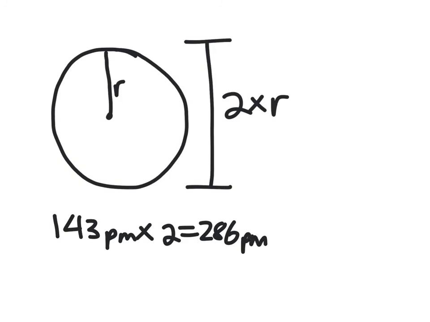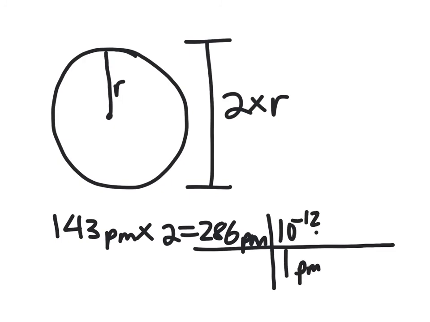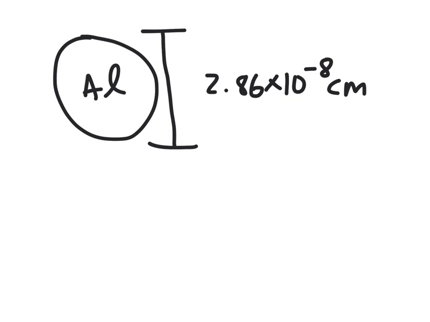But remember, we're doing everything so far in centimeters. So just like we did before, we need to change these picometers into centimeters. We know that 1 picometer is 10 to the negative 12 meters, and in 1 meter there are 100 centimeters. Doing this dimensional analysis should give us the height of one aluminum atom in centimeters. I just did the work in my calculator, so the height of one single aluminum atom in centimeters is 2.86 times 10 to the negative 8th centimeters.